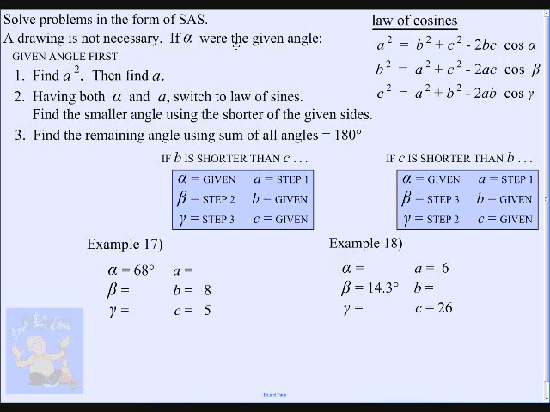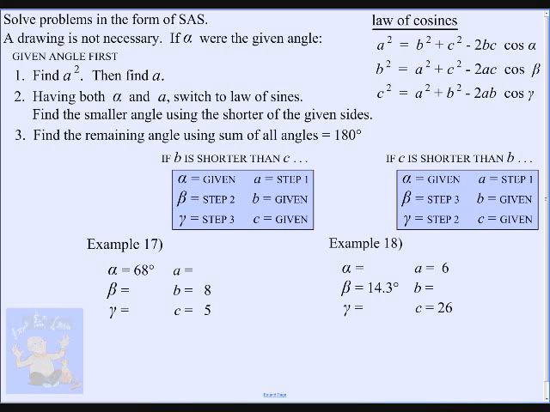Start with the given angle. So if you are given SAS, if you are given alpha, then you're going to use this formula here. Find a squared, then find a. We can do that. Now that you have both, you switch to the law of sines.